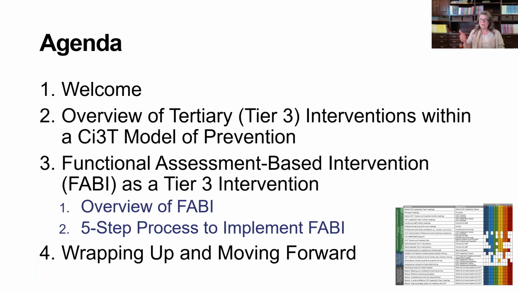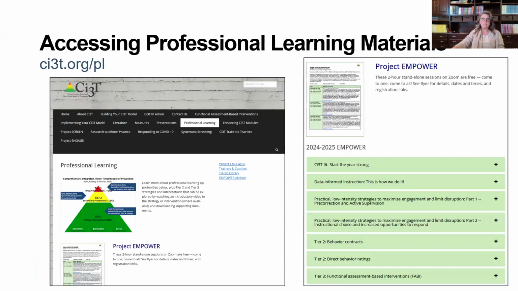Overview of the situation within Ci3T, then we'll give you an overview of FABI, the 5-step process, and then we'll wrap it up. So just a reminder, we are working right here at the bottom of the right-hand side. We are where it says Tier 3 Functional Assessment-Based Interventions.